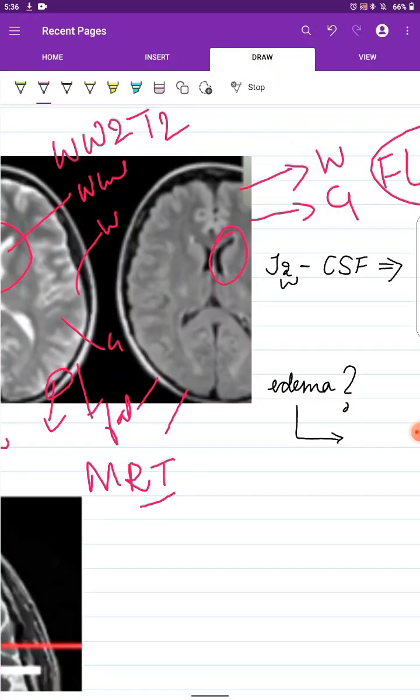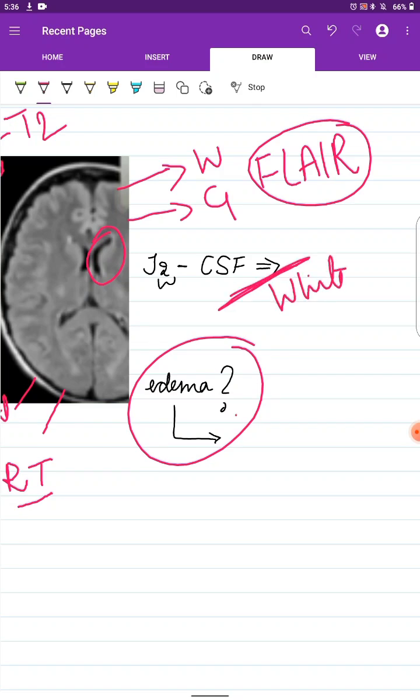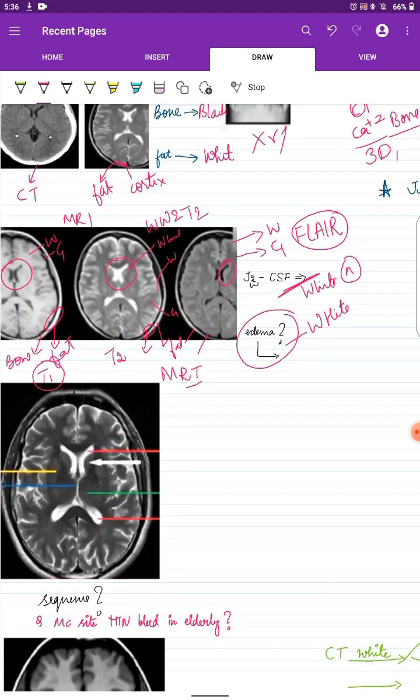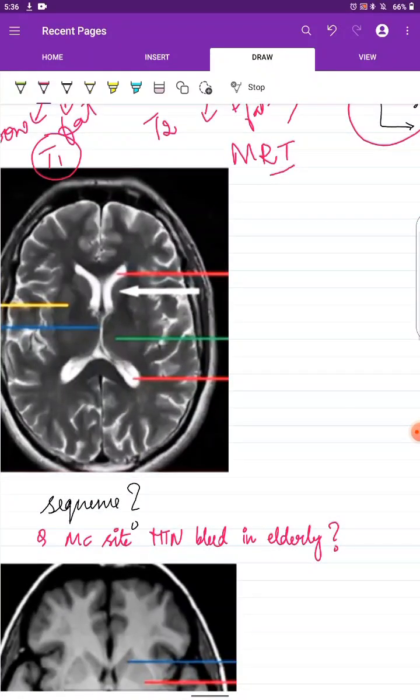T2 weighted imaging, but when I remove the CSF, it is nothing but FLAIR. Why is it used? Because whenever there is edema, edema is nothing but water. Inflammation, edema, water. CSF is also water, so this is also white. So what we do is eliminate the normal thing. In a T2 weighted image, if I remove the CSF, what is left is FLAIR, so that I can see edema properly. After that, the third one, let us identify the sequence.